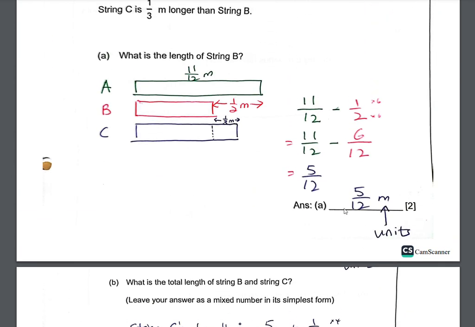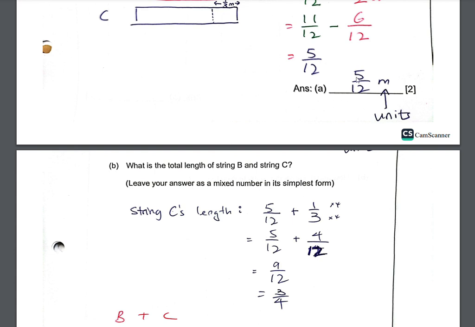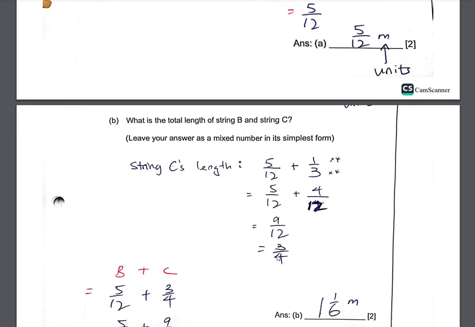What's the total length of string B and string C? Very simple. I found string B already. Now string C is longer by 1/3. So I add string B's length plus string C's extra 1/3 here. Again, change to equivalent fractions. I times 4 to get 12, and here I get 4. So 5 plus 4 is 9. 12 is just 12. I keep the denominator the same.